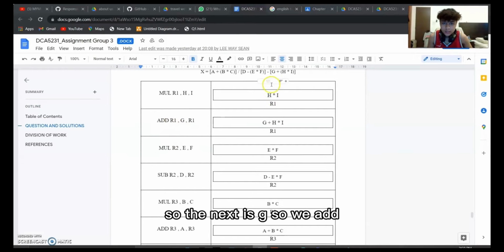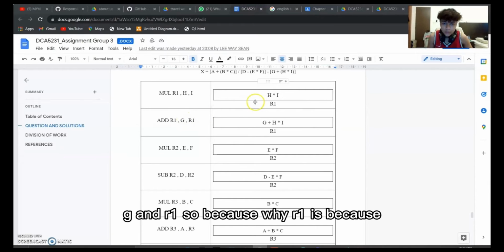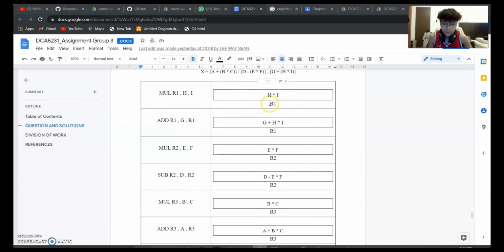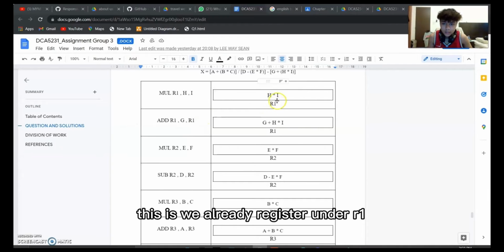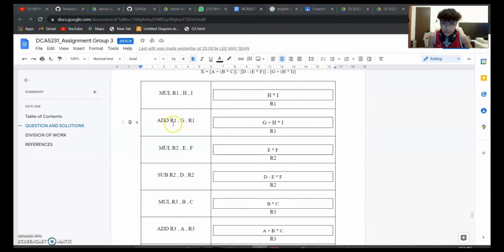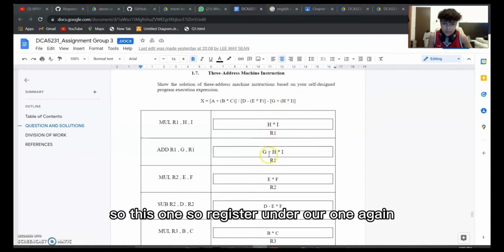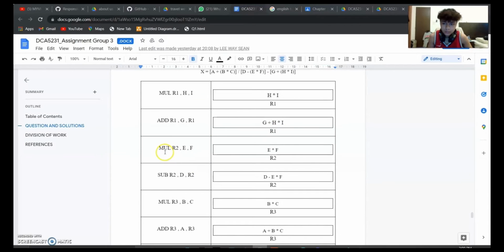So the next is G. So we add, we put add. So add, we are going to register under R1 too. So G and R1. The reason R1 is because we already registered under R1. So add R1 G R1. So G plus H multiply I. So this one, register under R1 again.